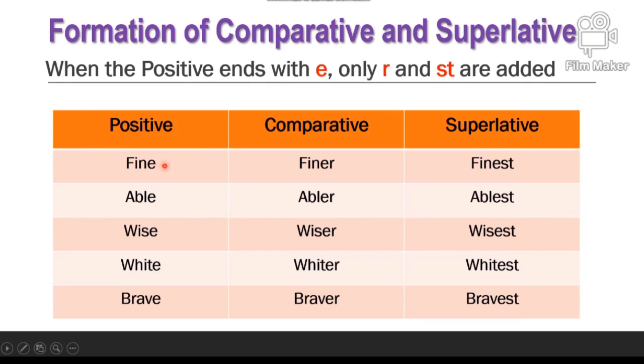For example, these are single syllable words. Fine, the last letter is e. So only r is added, and for superlative st is added because e is already there. So fine, finer, finest. Able, abler, ablest. Wise, wiser, wisest. White, whiter, whitest. And brave, braver, bravest.